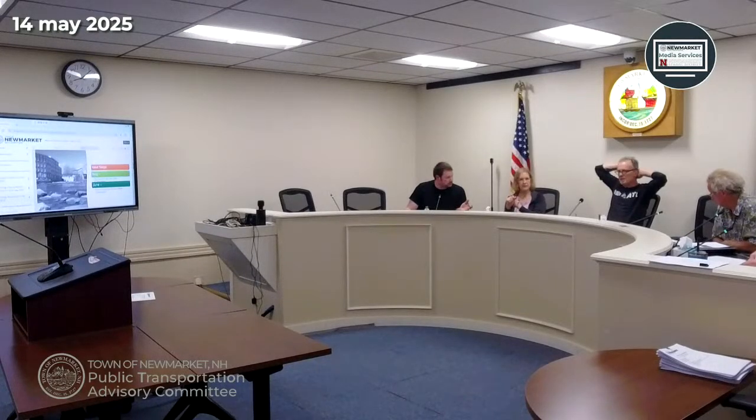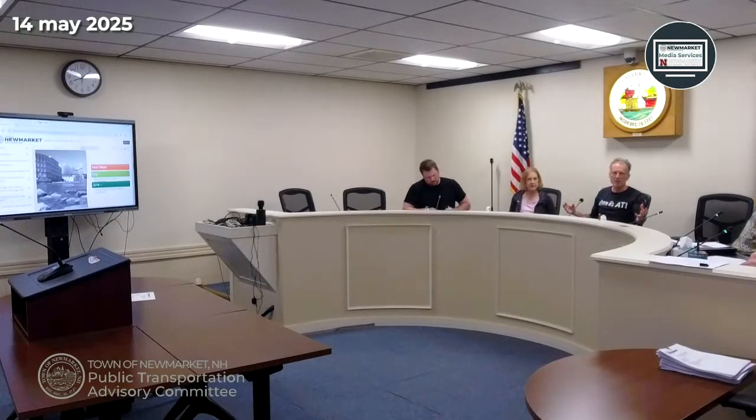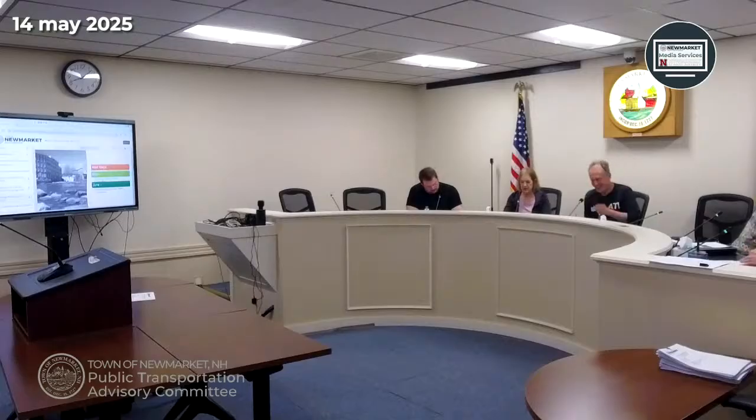I think Lebanon is so much bigger that there are more of these local streets connecting neighborhoods, but they're not necessarily going out of town. Whereas we don't really have that. Or at least not yet.